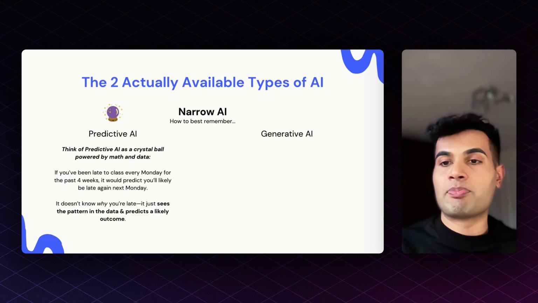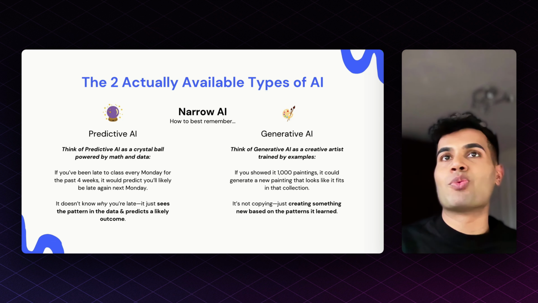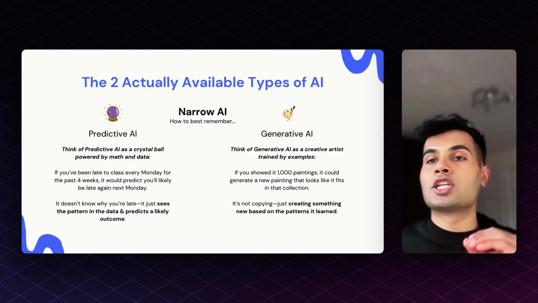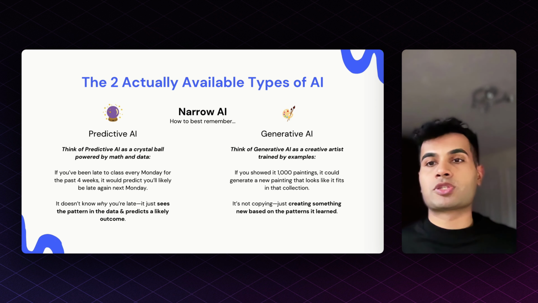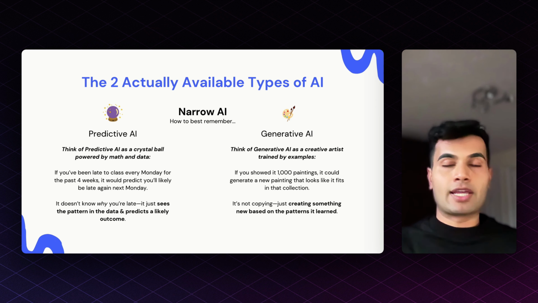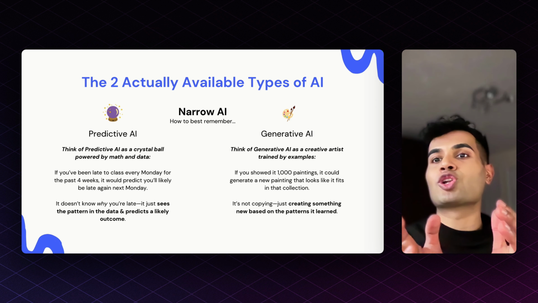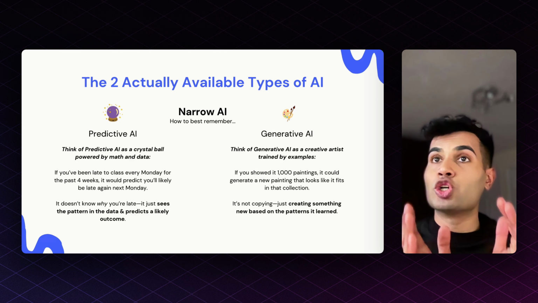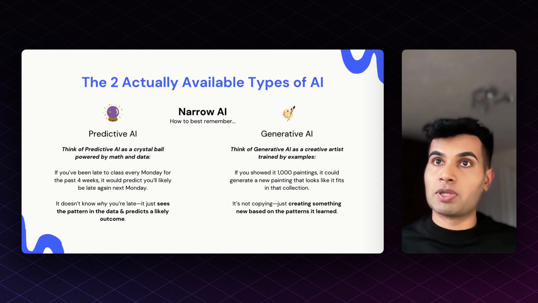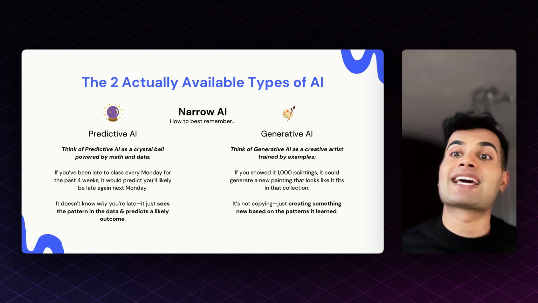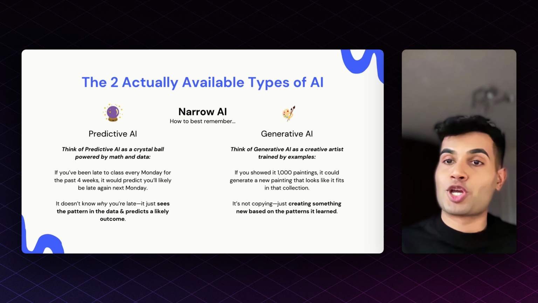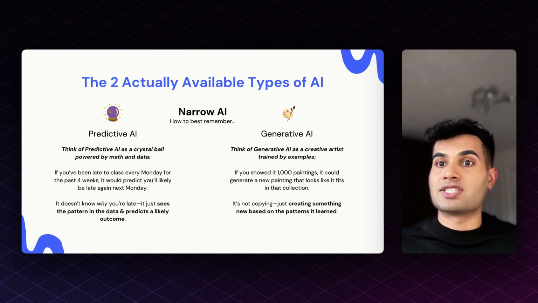Now, generative AI, the best way to think about it is a very cool painter, a creative artist trained by examples of data. So, for example, if you showed it 1,000 paintings of your favorite artist, it could go ahead and generate a new painting that looks like it fits that collection, right? It's not copying, it's using everything that it's learned, but more importantly, it's generating something new based on the patterns that it has learned itself. So that's the two main differences.